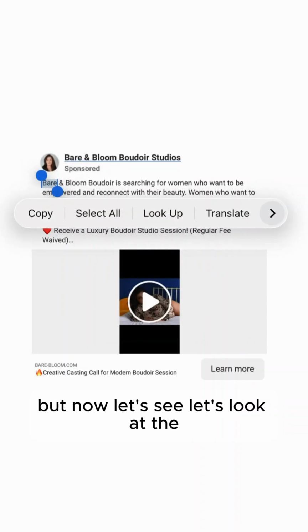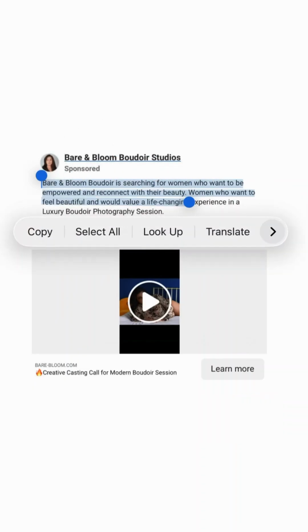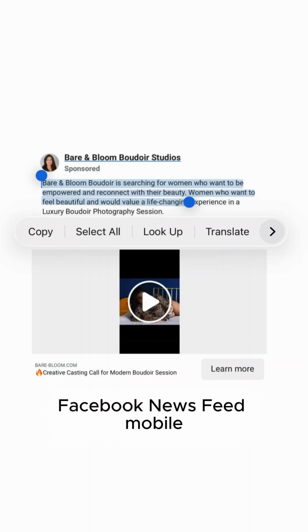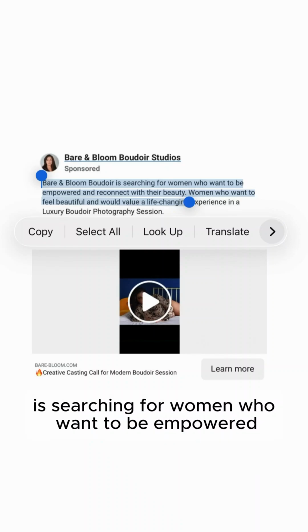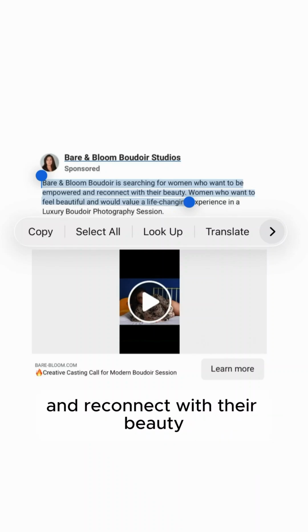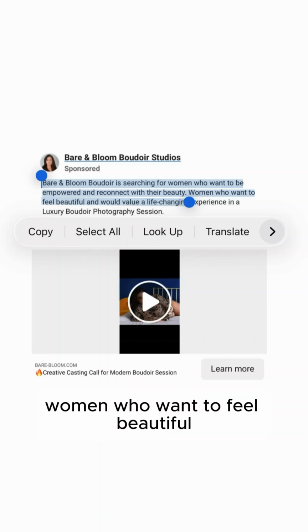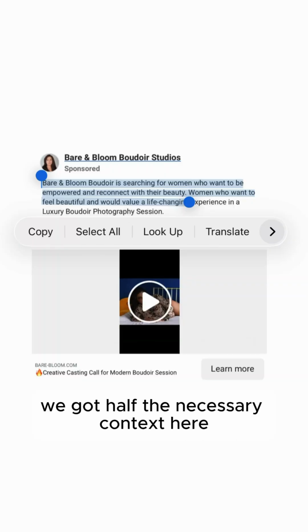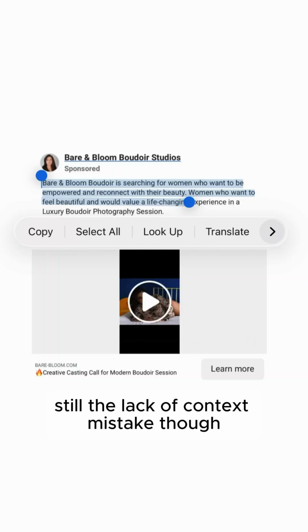But now let's look at the see more headline. First 2.75 lines, Facebook newsfeed mobile. So Baron Bloom Boudoir is searching for women who want to be empowered and reconnect with their beauty. Women who want to feel beautiful and value life-changing. All right, so yeah, we've got half the necessary context here. Still the lack of context mistake though.